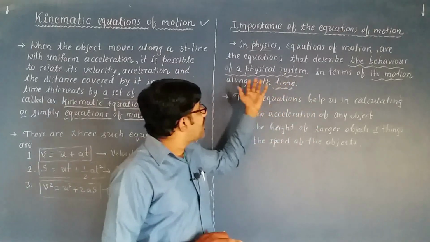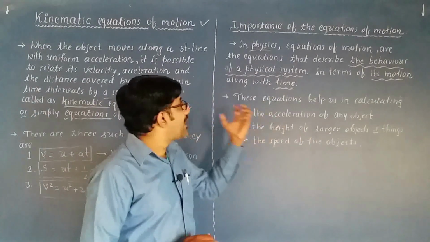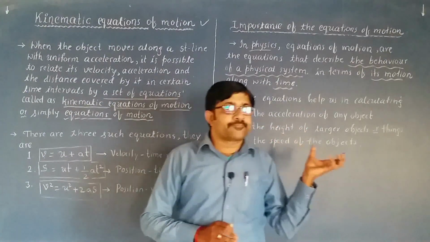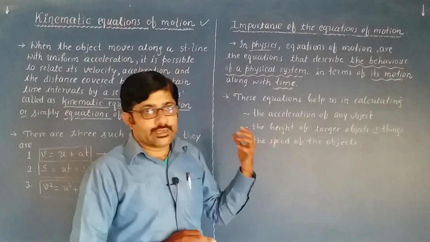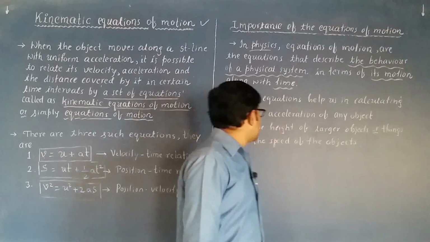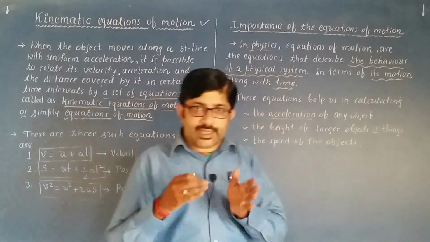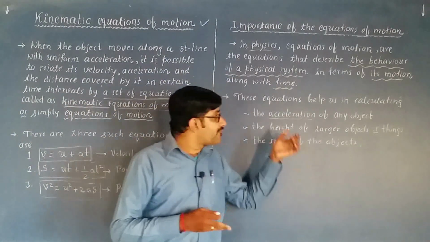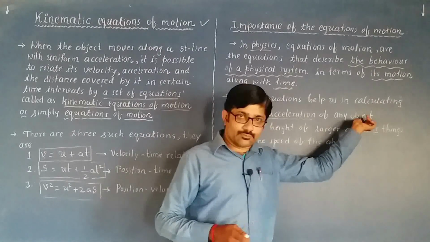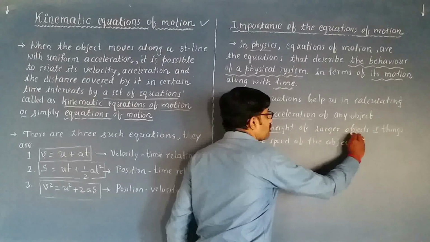As I mentioned, these equations describe the behavior of a physical system in terms of motion and time. So these equations help us in calculating the acceleration of any object. If a car is moving, you can find the acceleration of that car. So we consider the car as an object. You can get the height of larger objects.